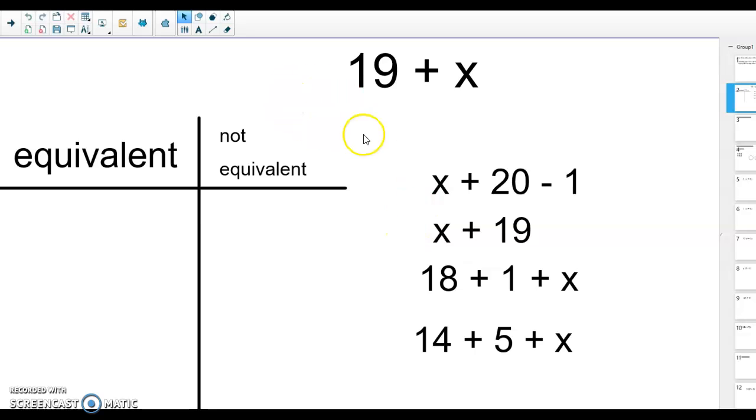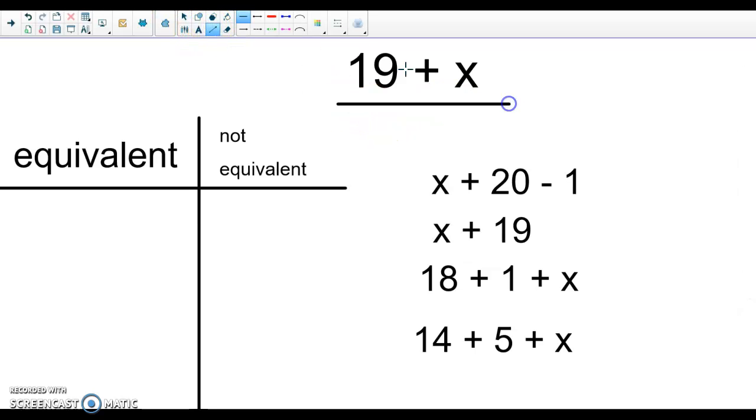So let's talk about what equivalent really is. Equivalent means that it's equal. So over here we have things that are equal. Over here we have things that are not equal. So what I want then is I want to list the things that are equivalent to this 19 plus x right here. Okay, so which one of these things are equal to this 19 plus x, and which one of these things are not equal to 19 plus x?